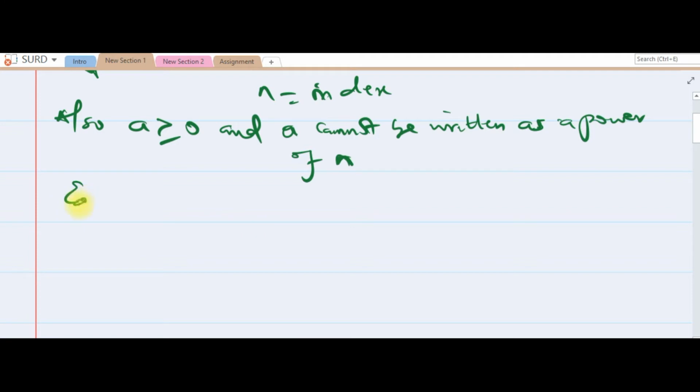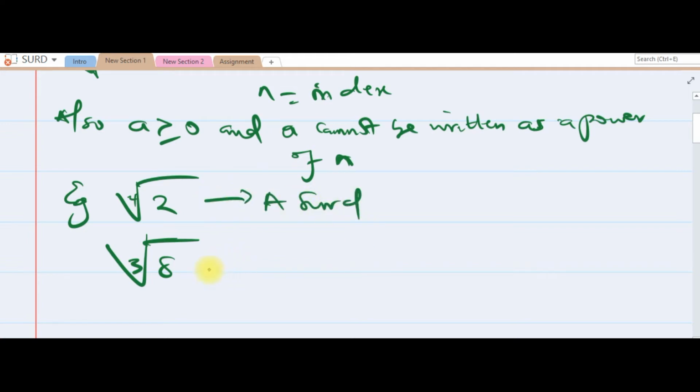Example now. This is a surd because 2 is greater than or equal to 0, and you cannot write 2 as a power of 4. But this is not a surd, because though 8 is greater than 0, you can write 8 as 2 raised to power 3. So, not a surd. So, that's it, or radical.